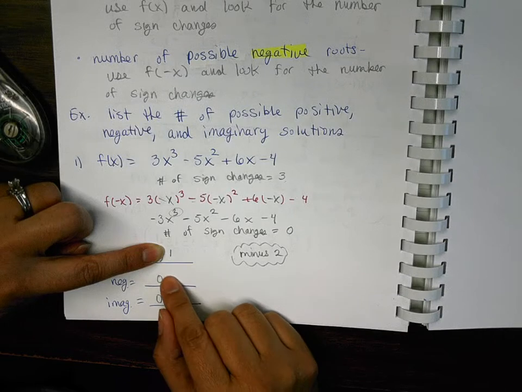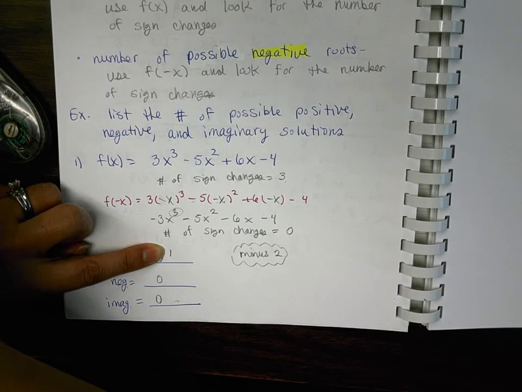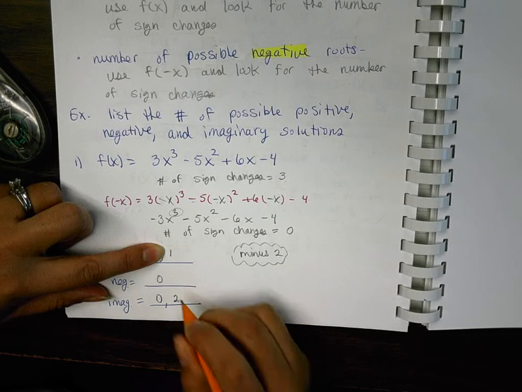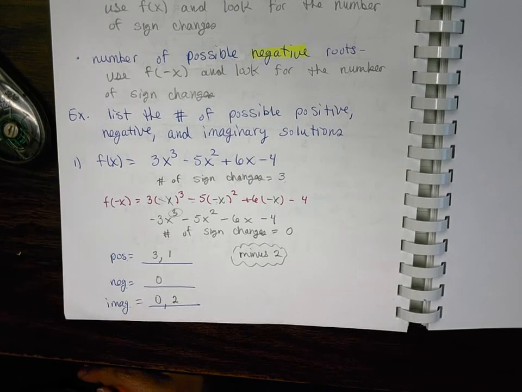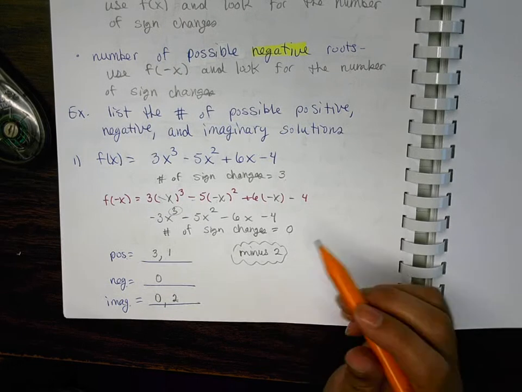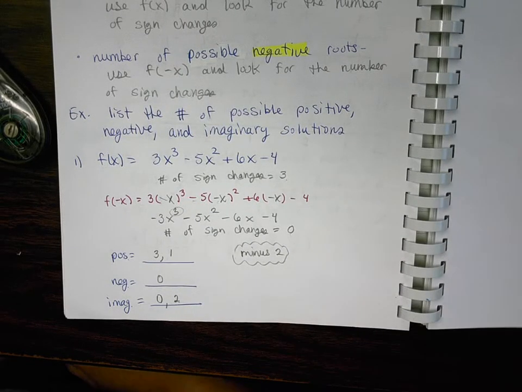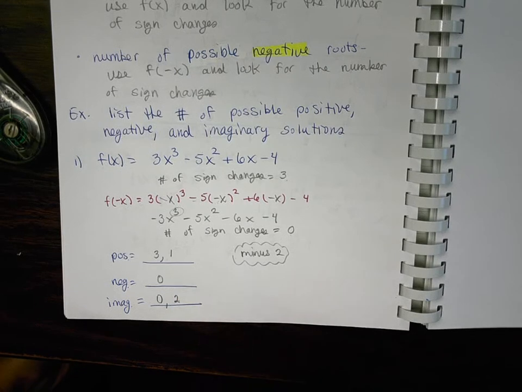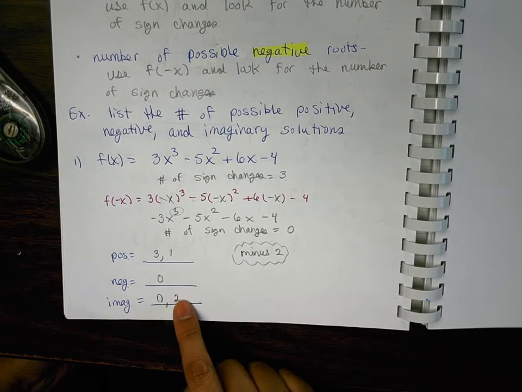Okay, I'm going to cover the 3. What's the other possibility? That instead of 3, I have only 1. If 1 is positive, I still can't have any negative. How many have to be imaginary? There would have to be some. 2. So it's either 3, 0, 0 or 1, 0, 2. What is that?